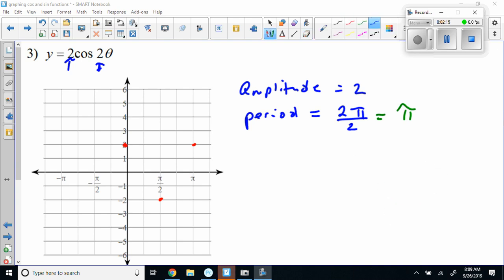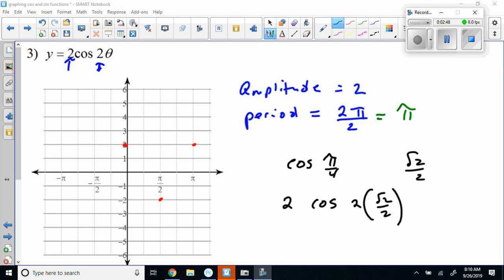Now, if we were to look at this, what is the cosine of pi over 4? Okay, square root of 2 over 2. Okay, so what we have, if you think about this, is 2 times cosine of 2 times pi over 4, right? And you can find it numerically, and that's fine.